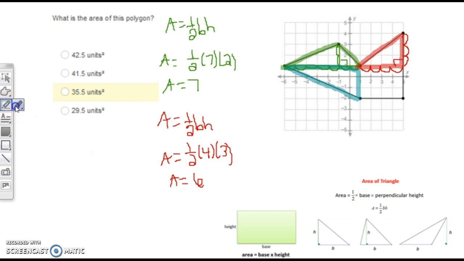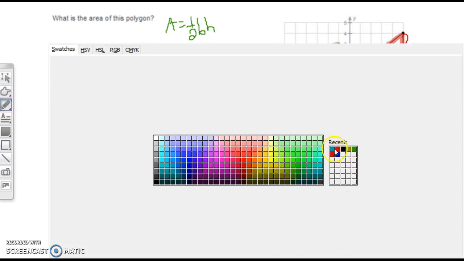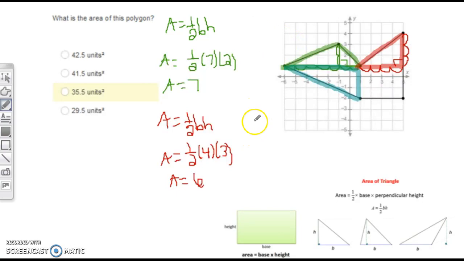All right, so again, we're going to use the area of a triangle formula. So the area equals 1/2 base times height. I'm going to pick the easiest side for the base, which is up here. We've already counted this one. This one was 7, I think. 1, 2, 3, 4, 5, 6, 7. Yep.